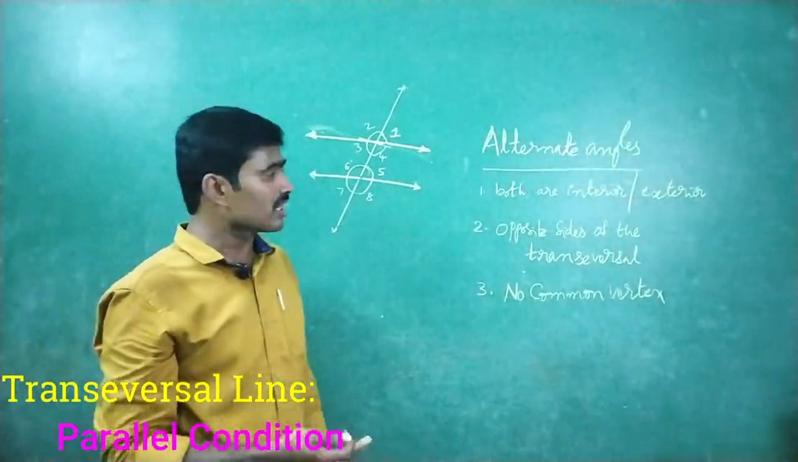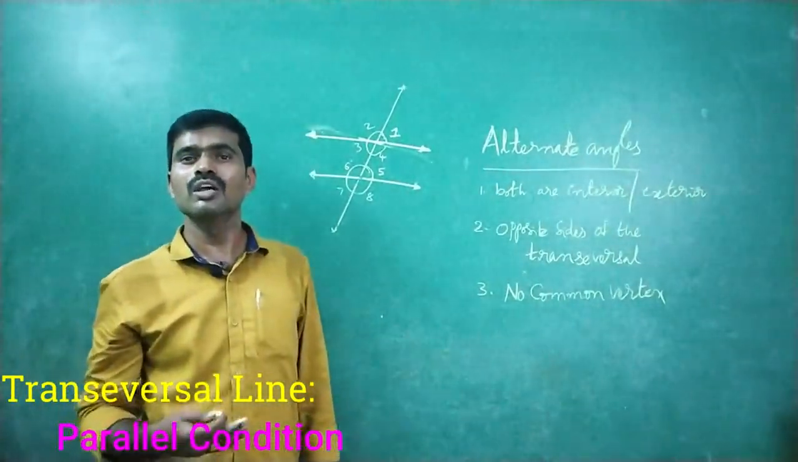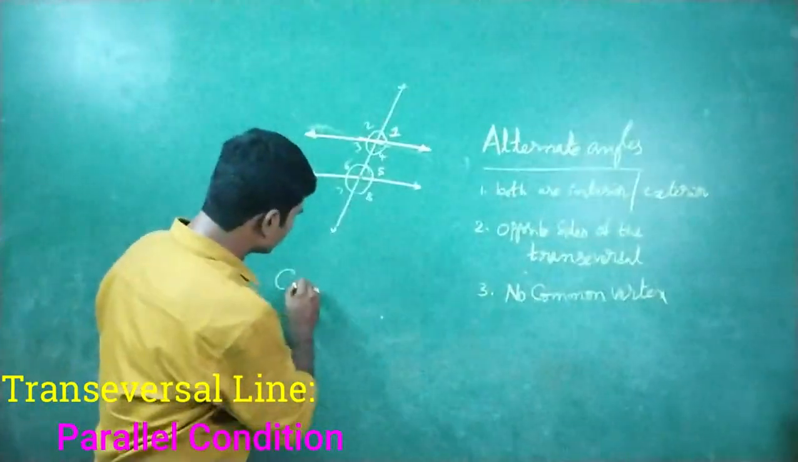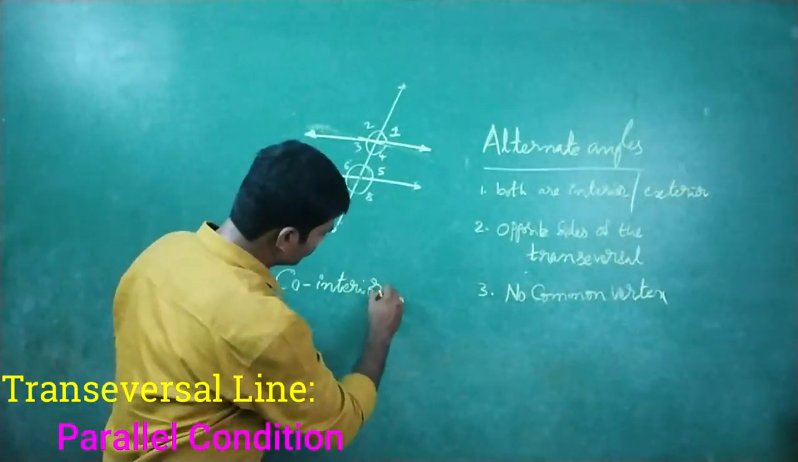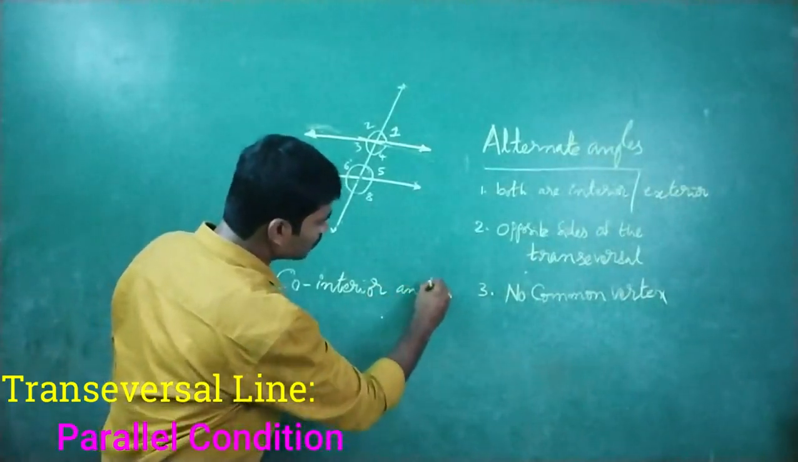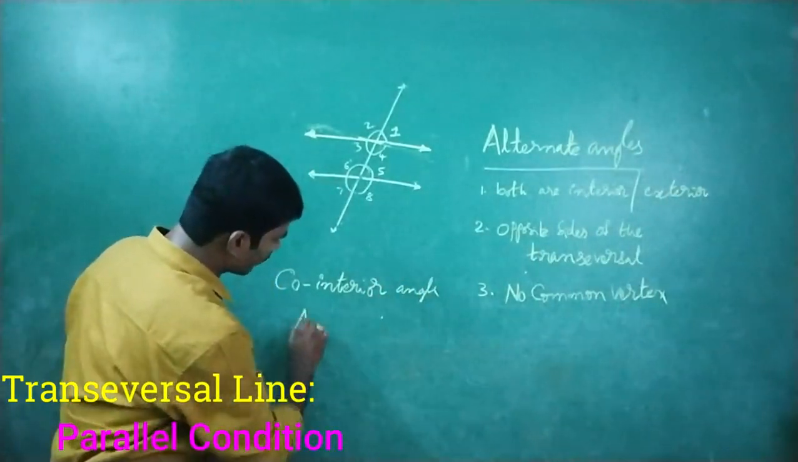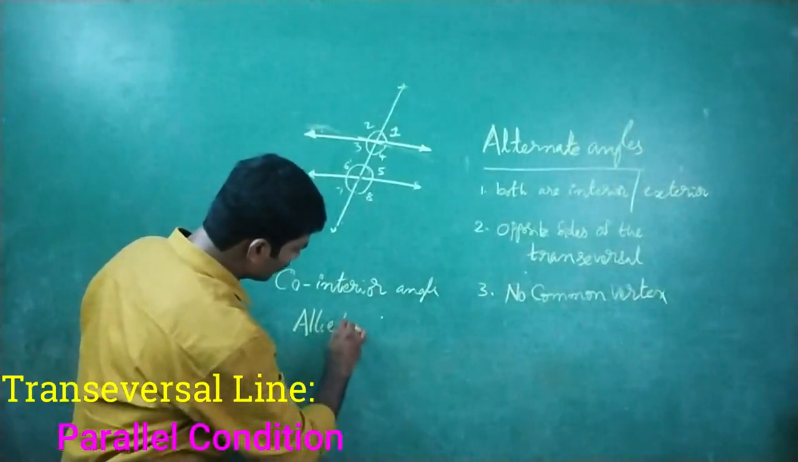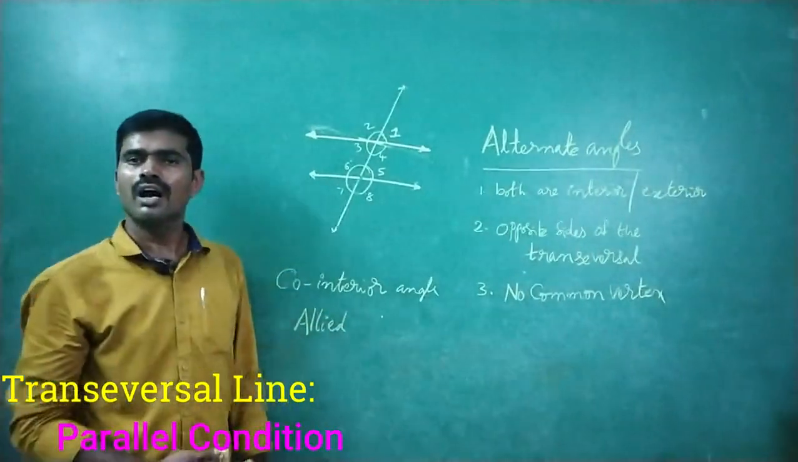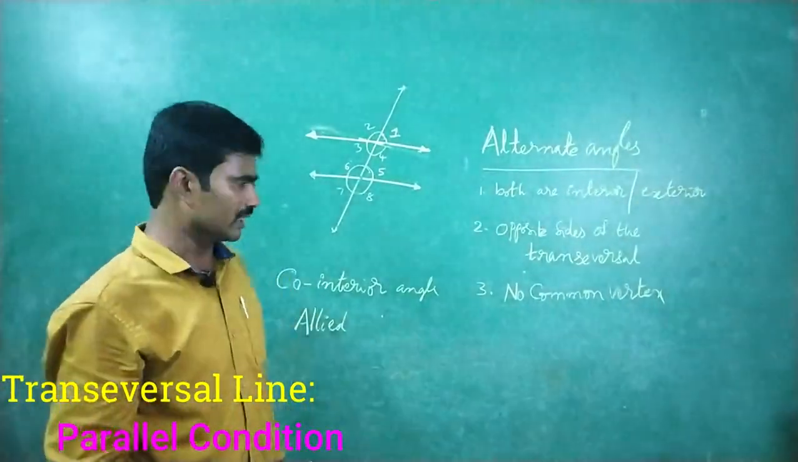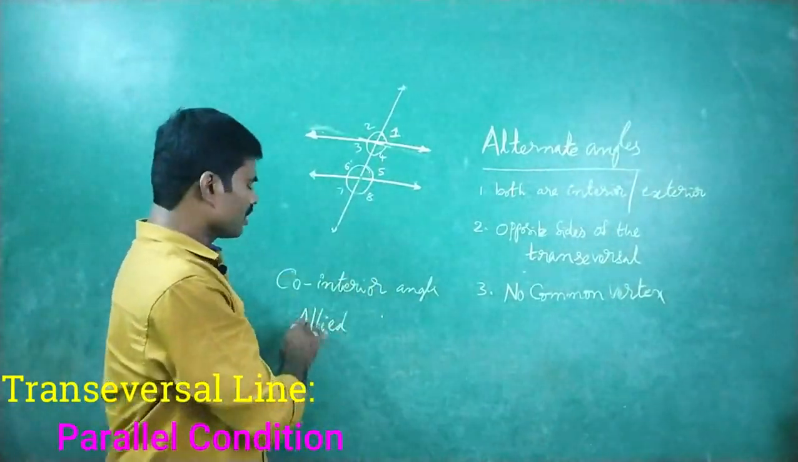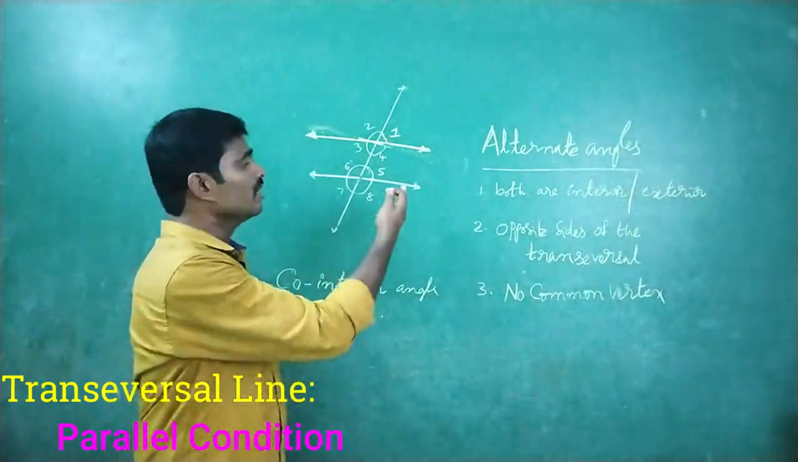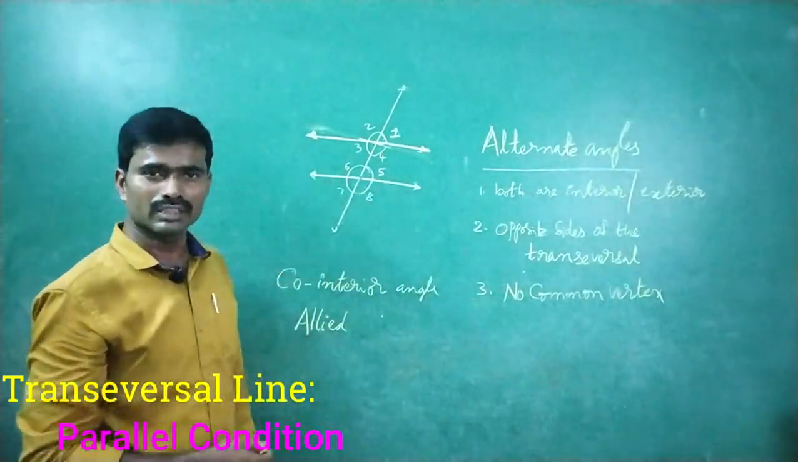So this type of angles are also called co-interior angles, or co-exterior angles, or allied interior angles or allied exterior angles. So 4 and 5 are co-interior angles, and we also call them allied interior angles.